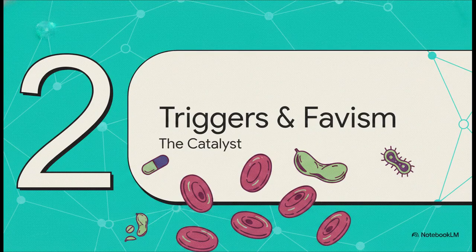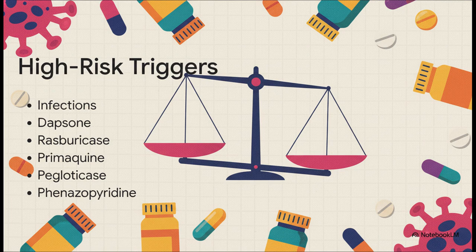Moving on to Part 2, Triggers and Favism. We need to talk about the catalysts. So the tricky thing is that these patients are usually walking around totally asymptomatic until a catalyst tips the scales into a full-blown hemolytic crisis. By far, the most common trigger you're going to see in the ED is an acute infection. But right on its heels are some very specific high-risk medications. We're talking about drugs like dapsone, rasburicase, the antimalarial primaquine, pegloticase, and the urinary analgesic phenazopyridine.